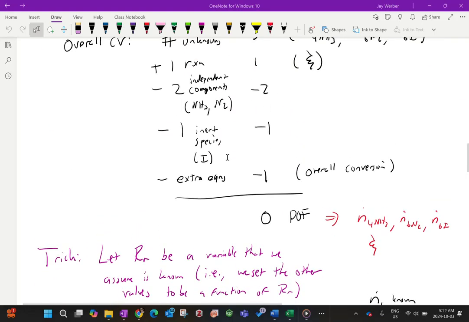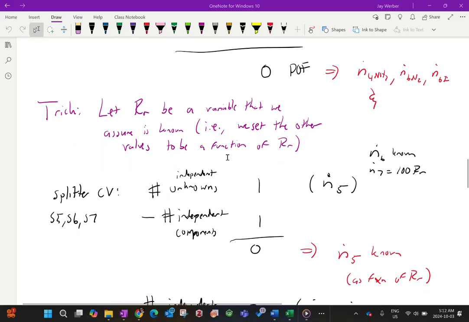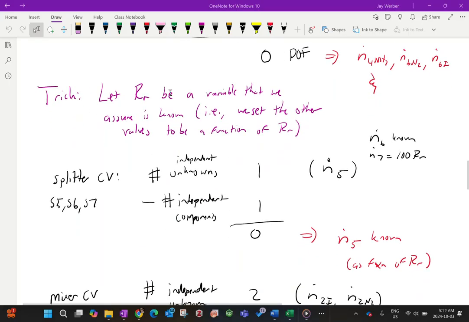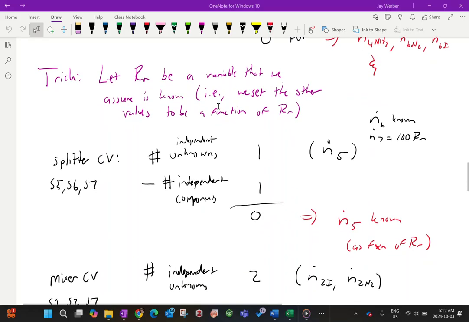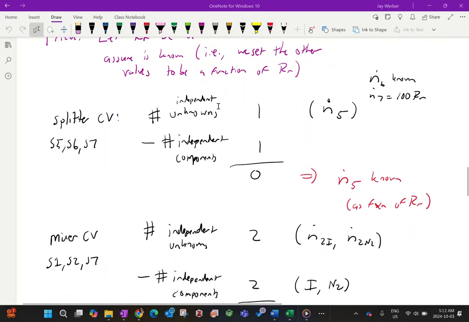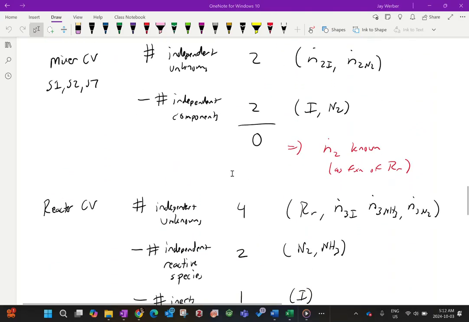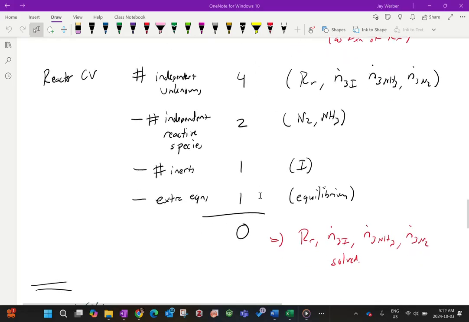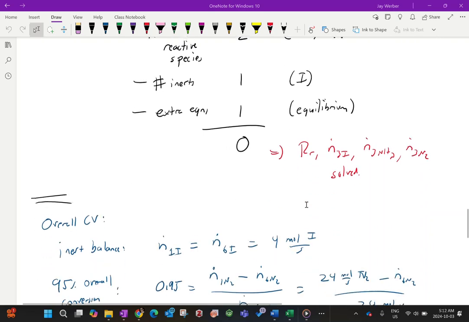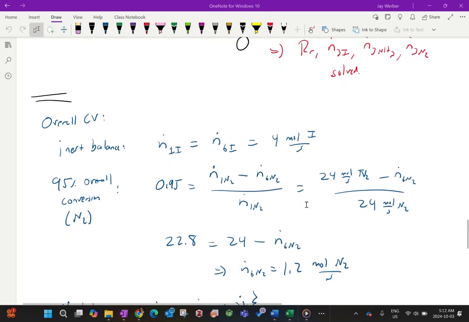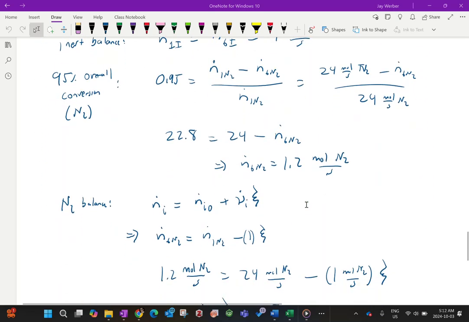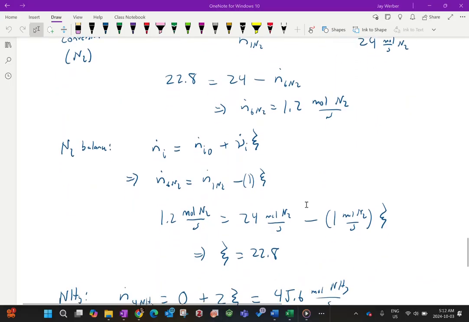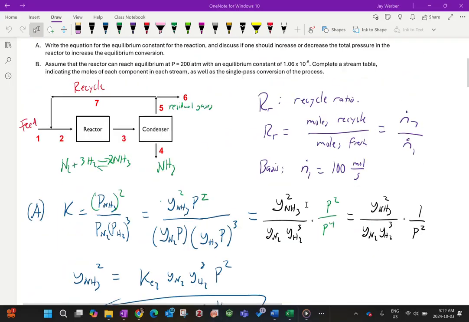First we did the overall CV, and then we did this trick where we let the recycle ratio be a variable that we assume is known, and then we solve everything else in terms of the recycle ratio until the very last step, in which case we solve for the recycle ratio. And this is using the equilibrium. That's the process, and if we want to do this, it's definitely easiest to do it in Excel. So I'm going to do that.